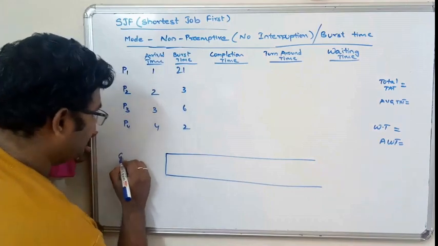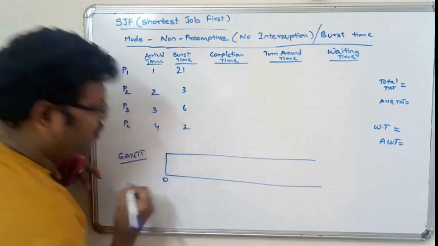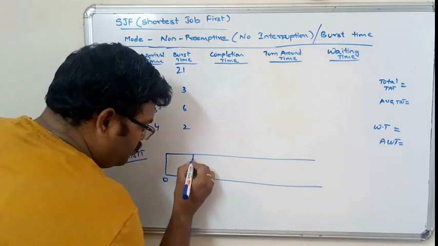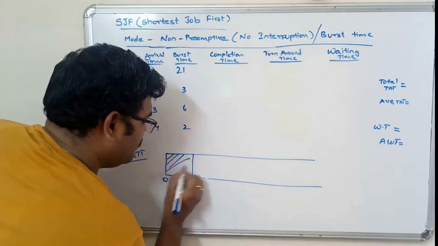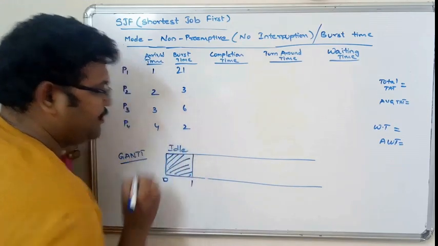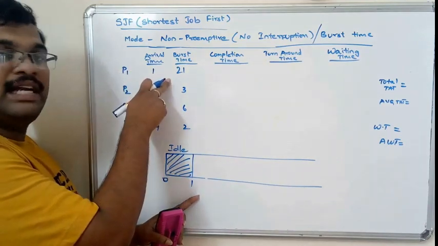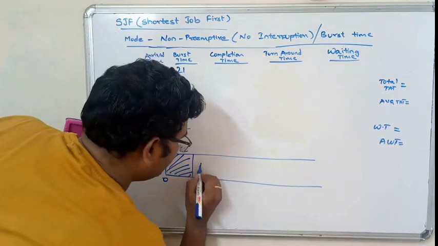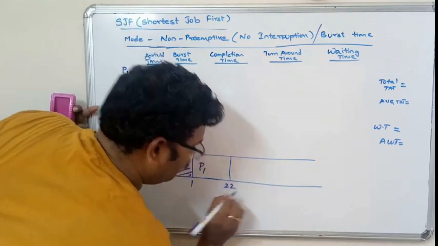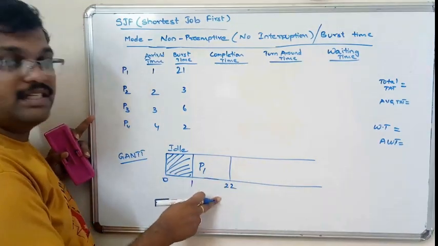Prepare the Gantt chart. This is the Gantt chart. At time 0, not even a single process is available in the ready queue, so the CPU is in idle state till 1. At time 1, only one process enters the ready queue, that is P1. So P1 is allocated here. The time executed by P1 is 21, so 22, as we started at 1 millisecond. At the 22nd millisecond, P1 is completed.